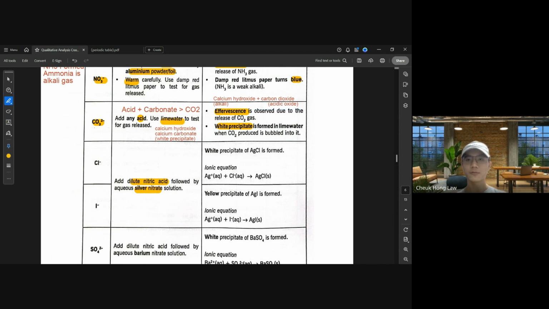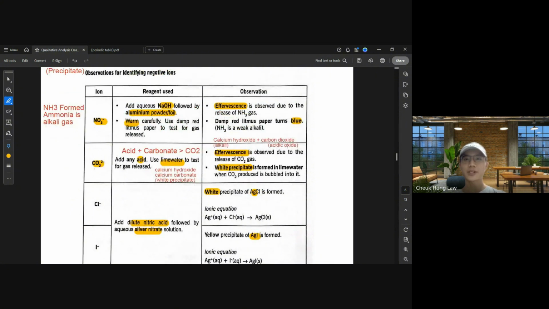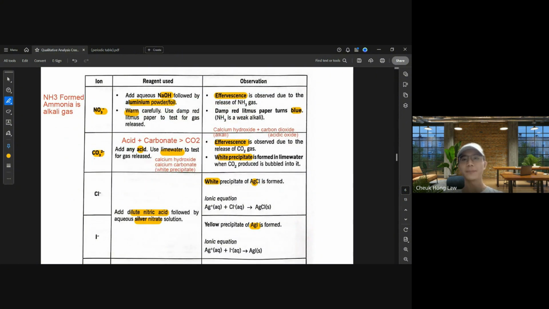If you add dilute nitric acid followed by aqueous silver nitrate, to test for chloride ions, you'll form silver chloride. And for iodide, you'll form silver iodide. Then again, you link back to the solubility table. All chlorides are soluble except for lead-2 chloride and silver chloride. So silver chloride is your insoluble salt, which is white.